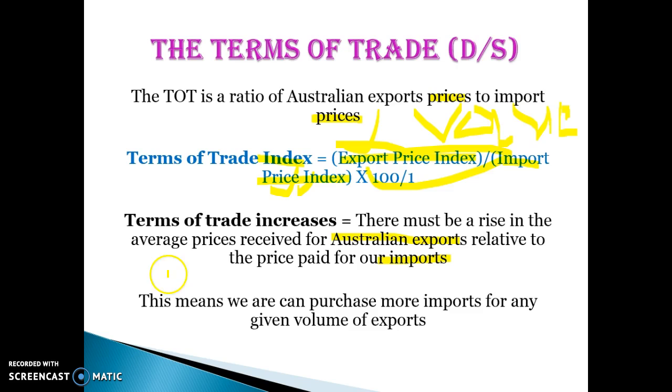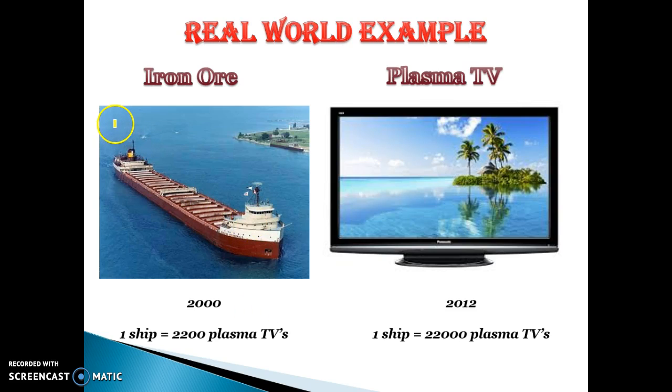When the terms of trade is high, it basically means that we can purchase more imports for any given volume of exports. Because we're getting a higher price, for any volume of exports we can now purchase more imports. So what I mean by that is, let's take this boat full of iron ore and this plasma TV. In the year 2000, one ship was probably equivalent, the total value that we would get from selling this total ship of iron ore was equivalent to about 2,200 plasma TVs. So they may have been selling for, say, $2,000 each, and therefore the total amount on this ship was equivalent to 2,000 times 2,200 plasma TVs. So whatever that is, 400,000 or something worth of money.